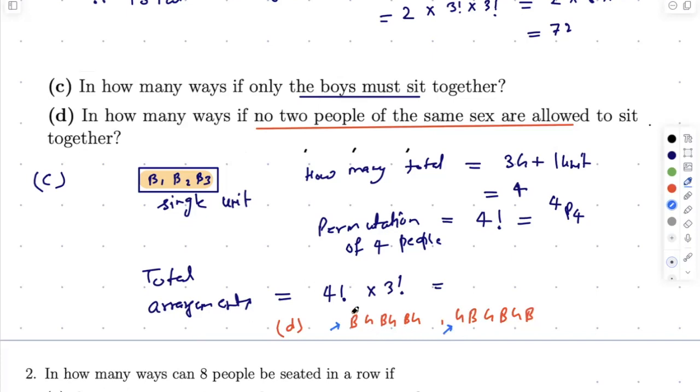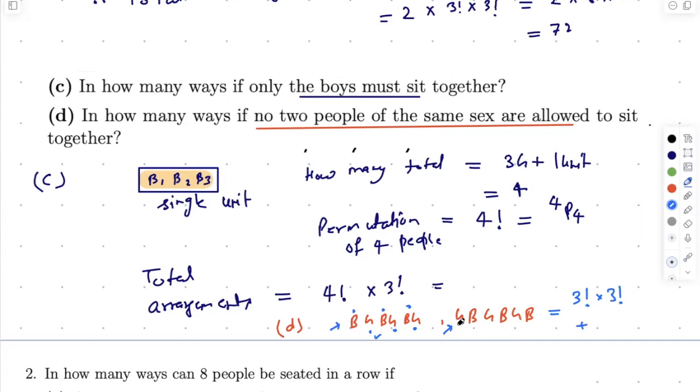If the first one is there, that means the position of boys is fixed and the position of girls is fixed. So how many total arrangements are there? For the first case, there are 3 positions and 3 boys have to sit there. So how many arrangements are there? 3 factorial. For the girls, you have 3 places. 3 girls will sit there with permutation. Total arrangement 3 factorial. This is the first case.